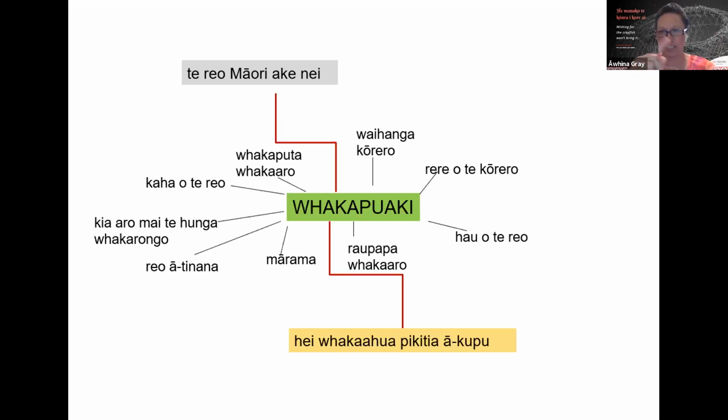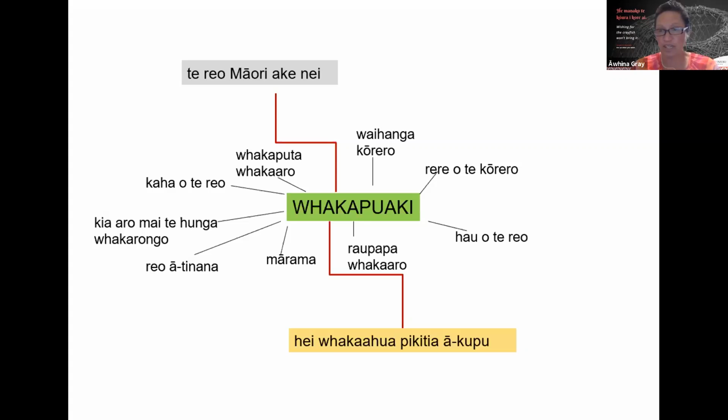Waihanga kōrero, they'll actually be creating. Te rere o te reo with some fluency, they're expressing some ideas. The creation of those ideas with fluency, with intonation and stress. Their ideas will be sequenced, it'll be comprehensible.